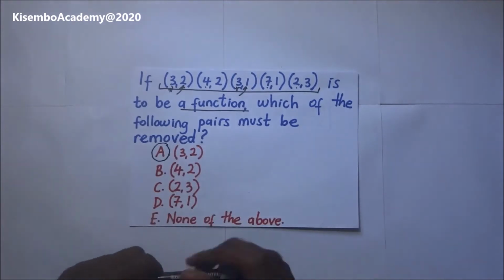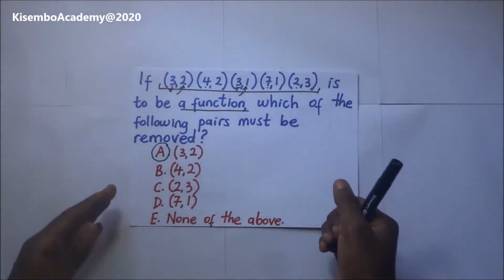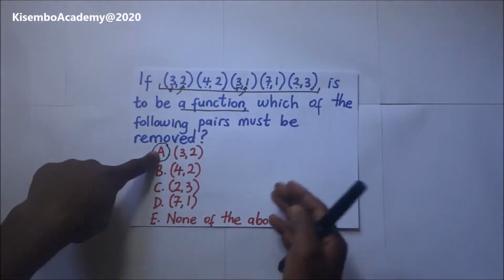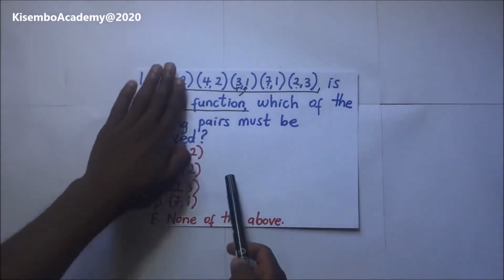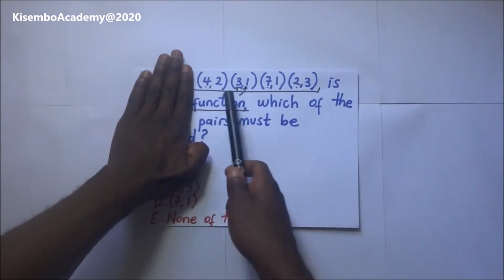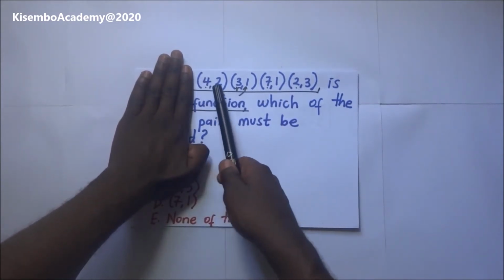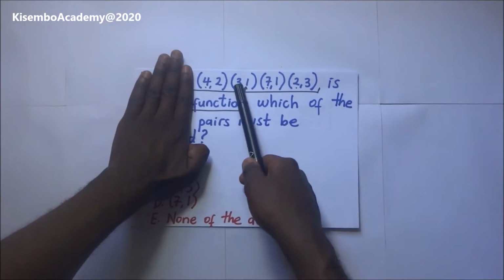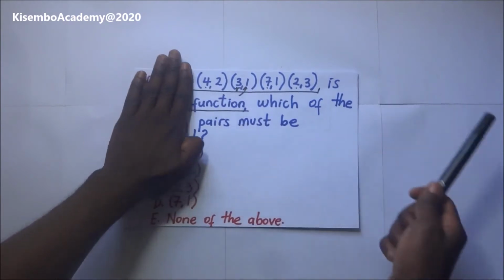So in order for us to make this set of ordered pairs a function, we are simply going to remove (3, 2). And when we remove that, you realize that the rest of the ordered pairs is such that one input is giving one specific output. One input is giving one specific output, and that makes it a function.